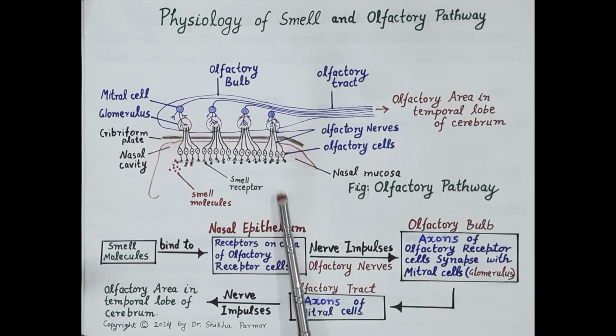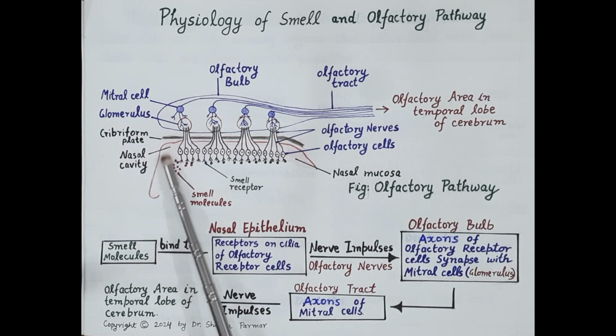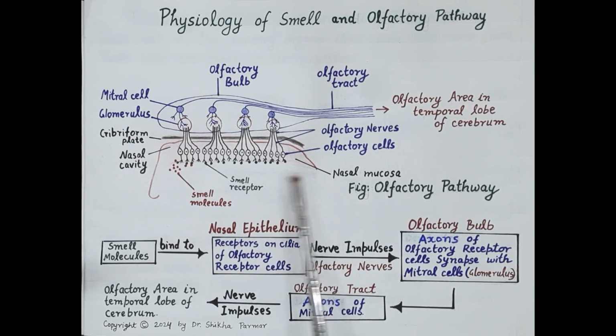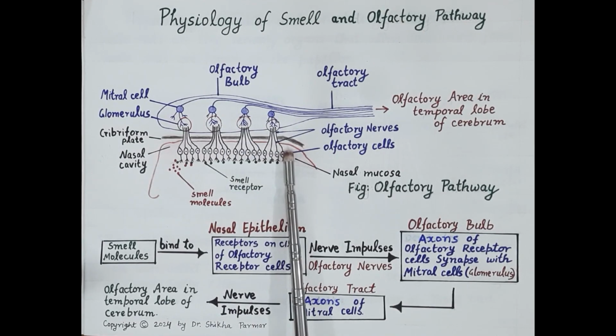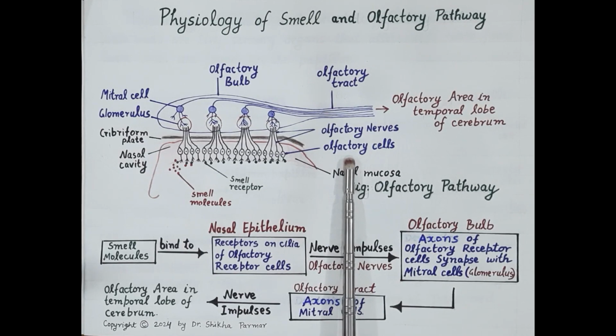Now as we all know, the nose has two nasal cavities. So this part of the figure shows a nasal cavity. On the roof of the nasal cavity is present the nasal epithelium, and this nasal epithelium is also termed as a nasal mucosa. Now as you can see here, the nasal mucosa has small cells, and these cells are called the olfactory cells or olfactory receptor cells.